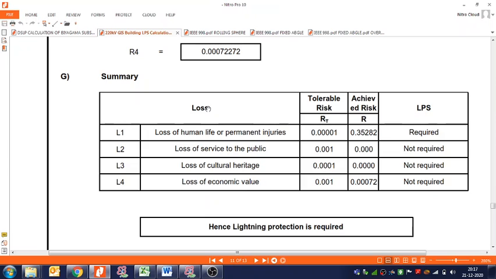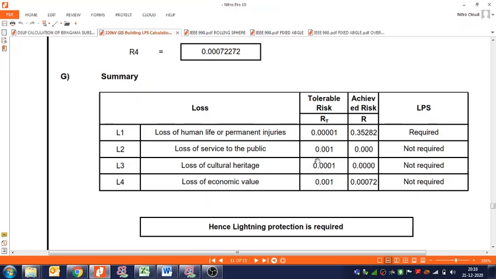So for the losses, there are four kinds of losses IEC suggests: loss of human life, loss of service to the public, loss of cultural heritage, and loss of economic value. For human life, 10 to the power minus 5 per year we take as a tolerable value, and the calculated value is coming like 0.35. So here the calculated value exceeds the tolerable value. In that case, we are telling that lightning protection system is required.